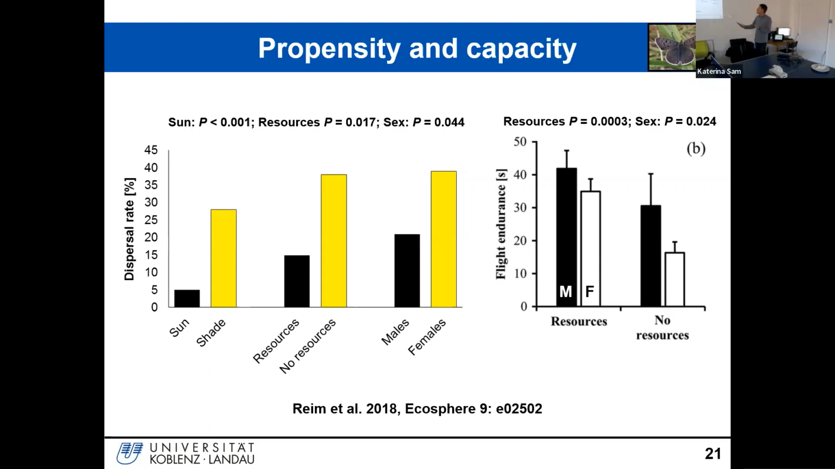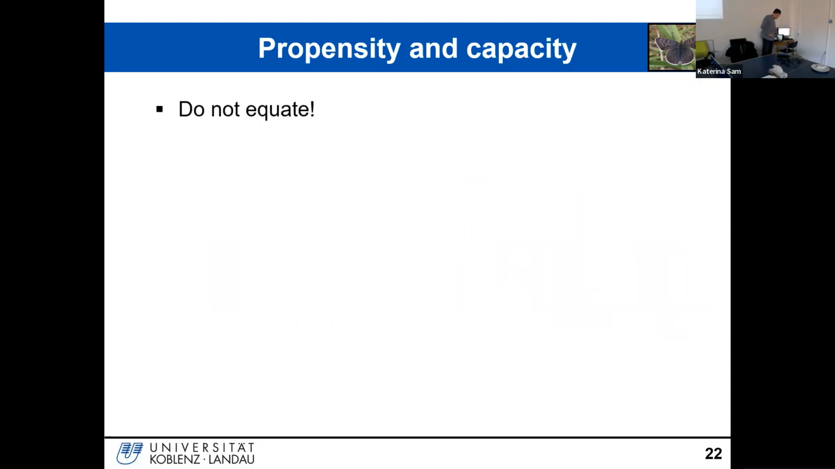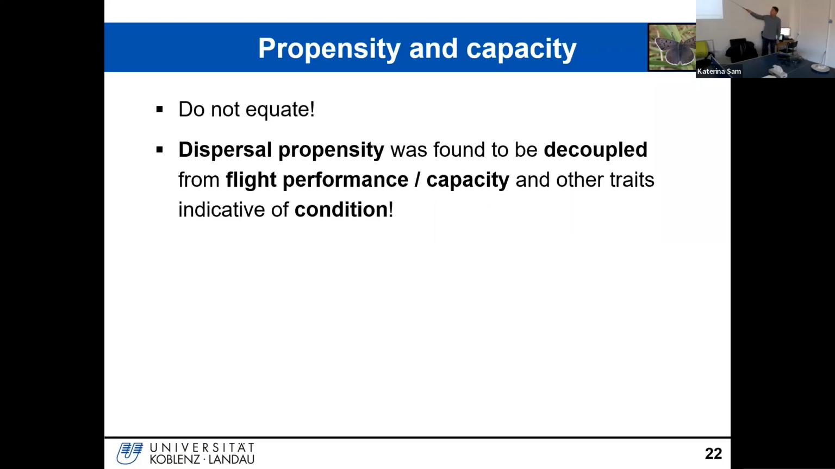And again, we can show this also with these butterflies from the Metatron, which we afterwards subjected to our bottle shaker test. Those with no resources in the release cage clearly had a poor flight performance, but nevertheless, they dispersed more. So what we could show here is that the propensity to disperse, the decision to disperse, does not equate with the capacity to disperse. The propensity was found to be decoupled from flight performance and capacities, and other traits indicative of condition. So good shape does not necessarily make good dispersers.